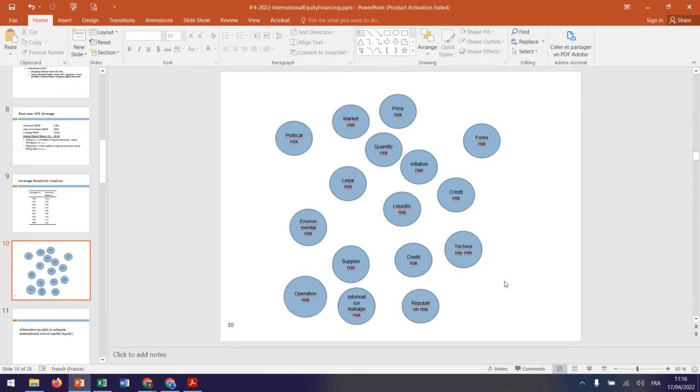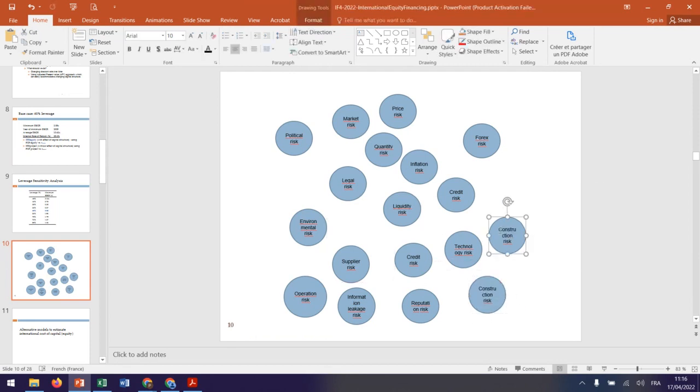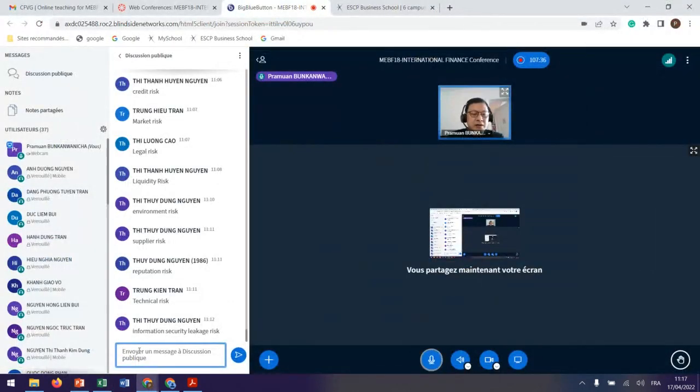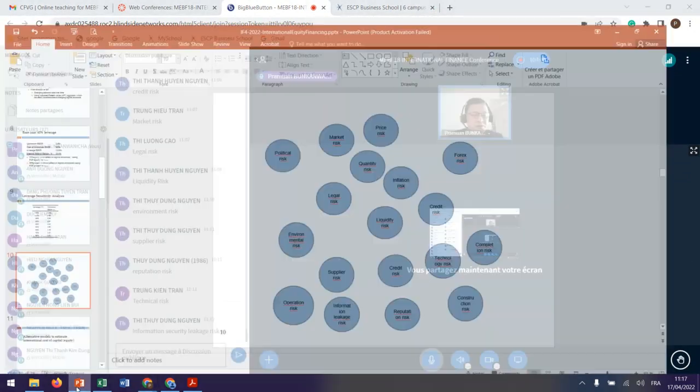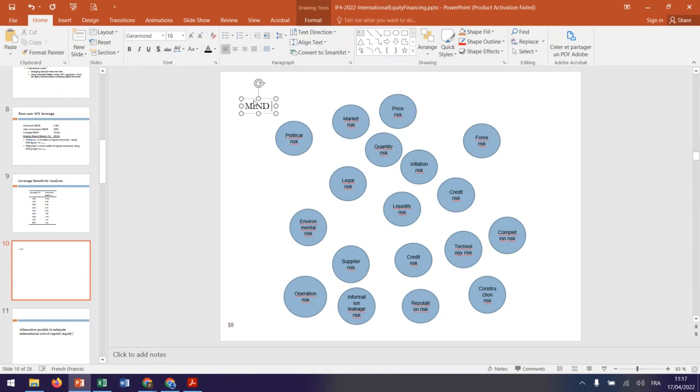Reputation risk. So when you have a very big project, that can also be related to what we call construction risk, or something related to what we call completion risk, that you cannot finish the project on time, for example. Does it mean that you cannot finish everything? So let's assume that we have all these identified risks, and now let's evaluate together, okay? And then try to see how we can do what we call the mind map.